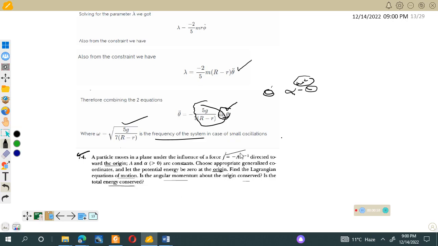The first thing is that we have to find the generalized coordinates, and then we will find the Lagrangian. For the Lagrangian we will require kinetic energy and potential energy. Because the force is given, we can find the potential energy from this if the force is a conservative force. So let us go to the solution.